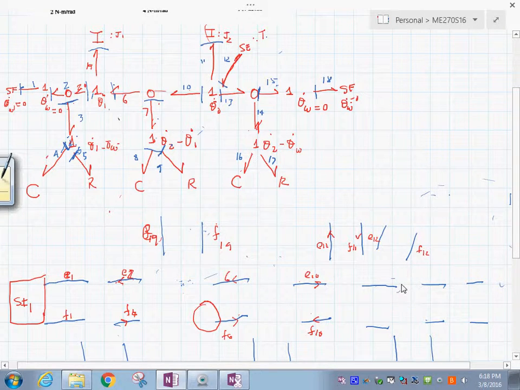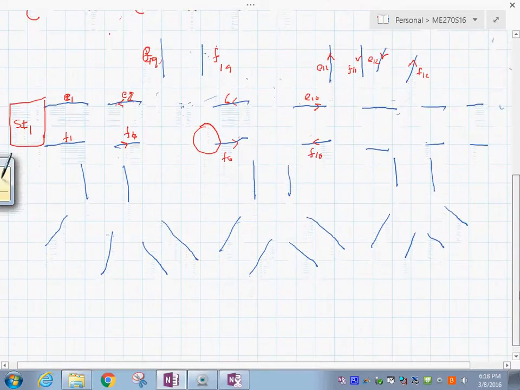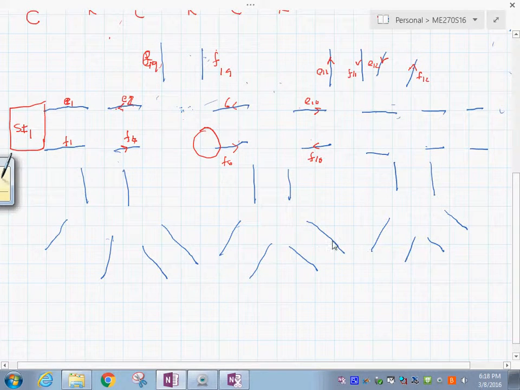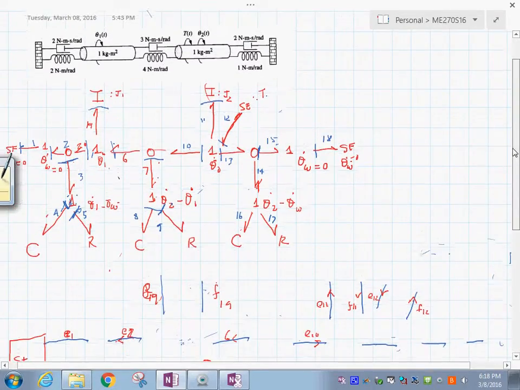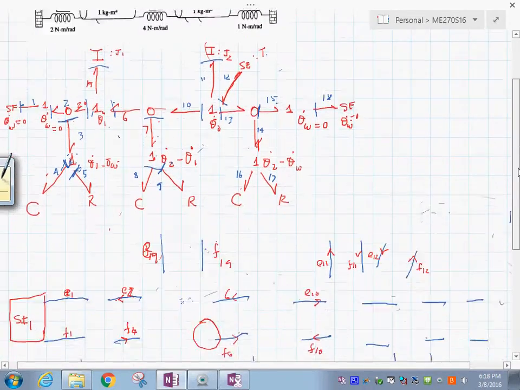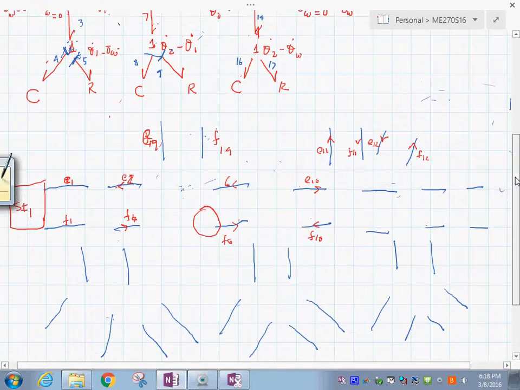Now let's take a look at the bottom one and leave it like that to see what the causal mark says. It says that on this bond number 3, this is E sub 3 and F sub 3, and that F3 goes this way and E3 goes this way. On number 4 you have E sub 4 and F sub 4. And then for the resistor in there, this is E5 and F5.